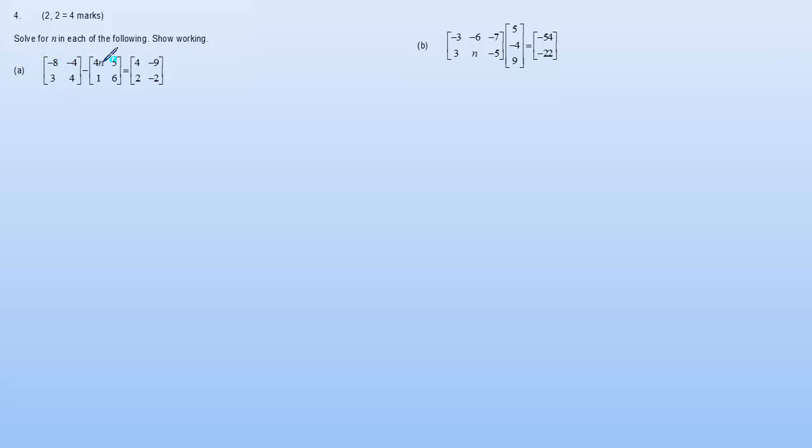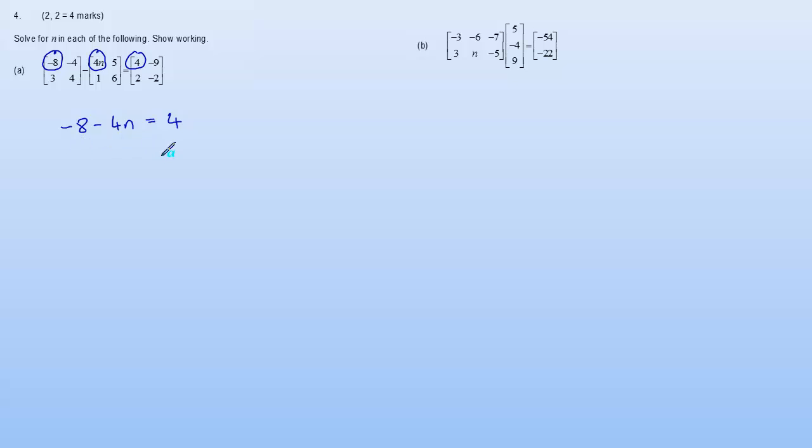Solve for n in each of the following, show working. So here we're doing a subtraction. We can see the n is here, so we only need to look at the top left elements. So -8 take away 4n must be equal to 4.